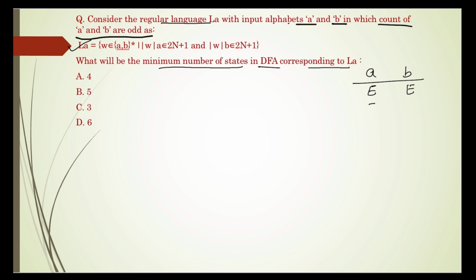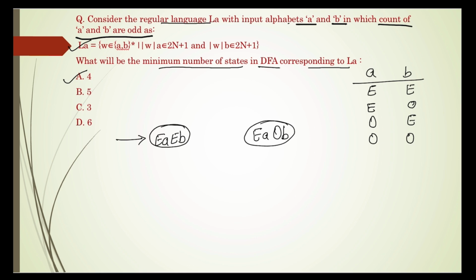First case is when they both are even. Second case is when the number of a is even but the number of b is odd, or when the number of a is odd and the number of b is even, or when they both are odd. So 4 states will be there, so our answer will be A. But we will see how to create a DFA corresponding to this language.